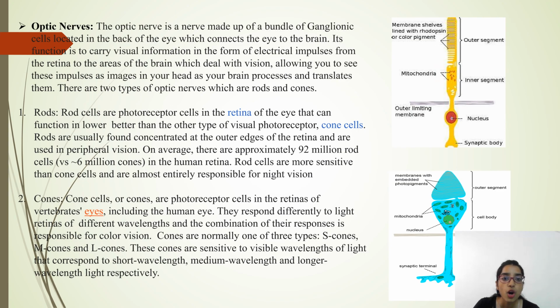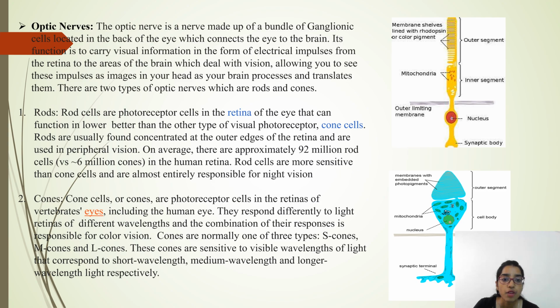Optic nerves. The optic nerve is a nerve made up of a bundle of ganglionic cells located in the back of the eye, which connects the eye to the brain. Its function is to carry visual information in the form of electrical impulses from the retina to the areas of the brain which deal with vision, allowing you to see these impulses as images in your head as your brain processes and translates them. There are two types of cells, which are rods and cones.